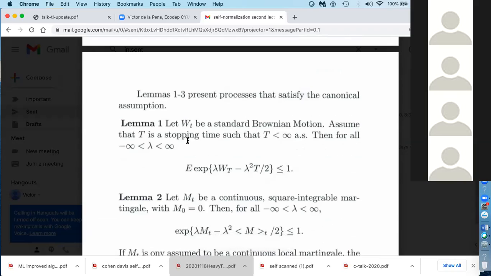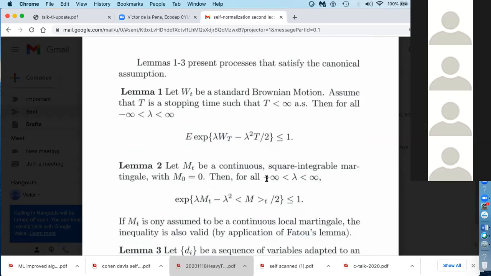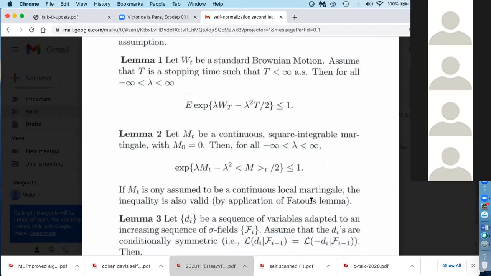At any rate, the canonical condition is satisfied by Brownian motion up to a stopping time. When t is finite almost surely, then the expected value of e to the lambda W_t minus lambda squared t over 2 is less than or equal to 1. That is a well-known fact in martingale theory. The same thing happens when you have a continuous square integrable martingale, and so the expected value of e to the lambda M_t minus lambda squared, the quadratic variation at t, over 2 is less than or equal to 1. If M_t is only assumed to be a continuous local martingale, then the inequality is also valid, applying Fatou's lemma.